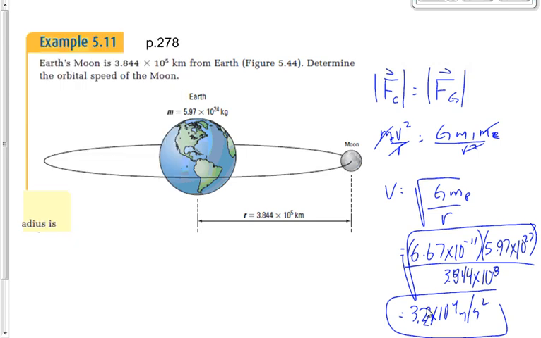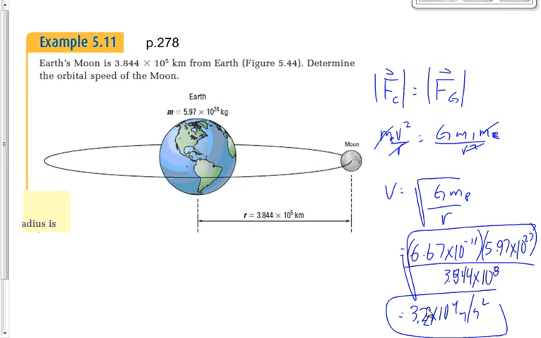3.22 times 10 to the 3 meters per second. That's fast. For perspective, the speed of sound is 3 times 10 to the 2 meters per second, as opposed to 3 times 10 to the 3 meters per second. The moon is moving at about Mach 10 as it goes around the Earth, about 10 times the speed of sound.